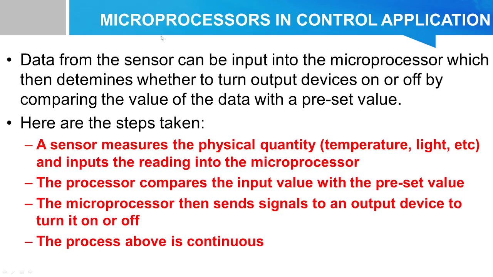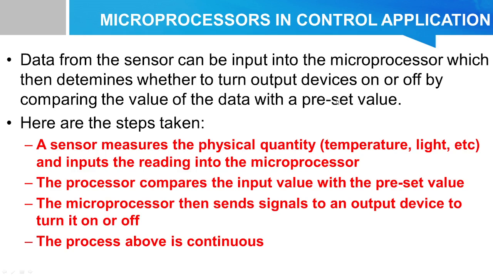Okay, now microprocessor in control application. Data from a sensor can be input into the microprocessor, which then determines whether to turn output devices on or off by comparing the value of the data with a preset value. A preset value is actually a value which is already set by the computer.